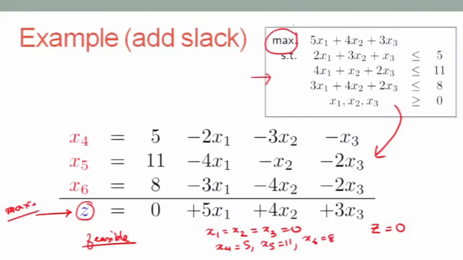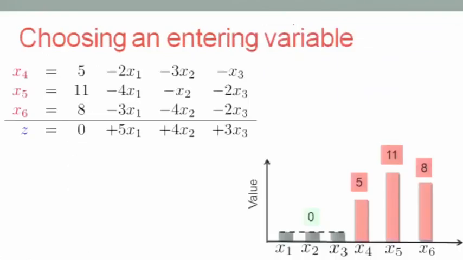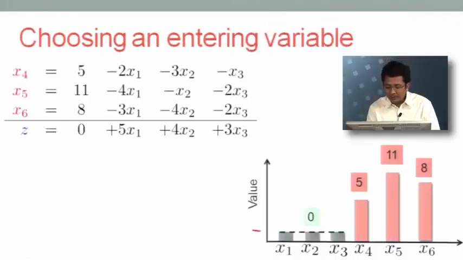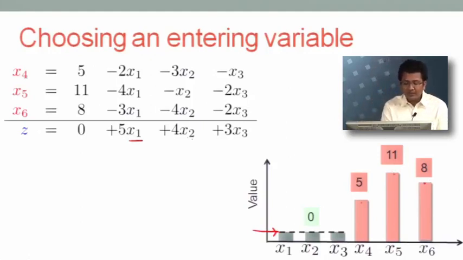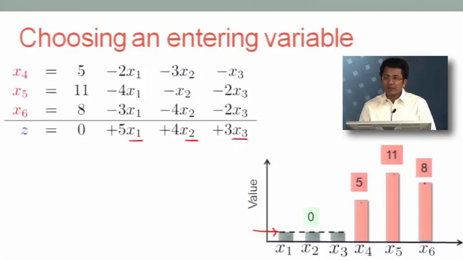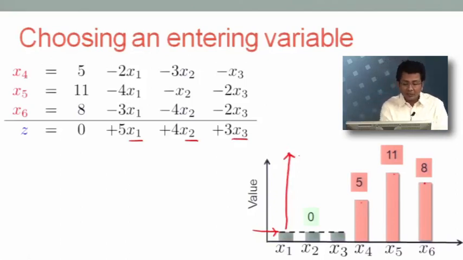Okay, so we are all set. Keep this all in mind. Let's move. Alright, so in this plot I have shown you that x1, x2, x3 are currently 0. Okay, x4 is currently at 5, x5 is currently at 11, and x6 is currently at 8. Okay, now the process of pivoting is going to choose one of these three, x1, x2, or x3, and we are going to try and increase it. Why are we going to increase it? Well, notice that z depends on x1 positively. So z is 5 times x1 plus 4 times x2 plus 3 times x3.